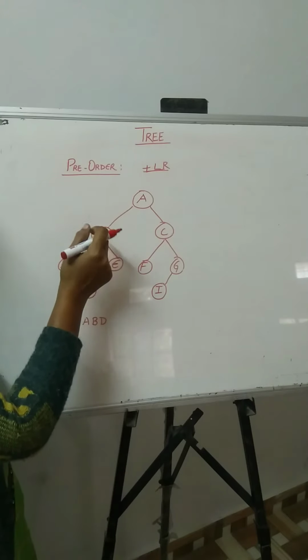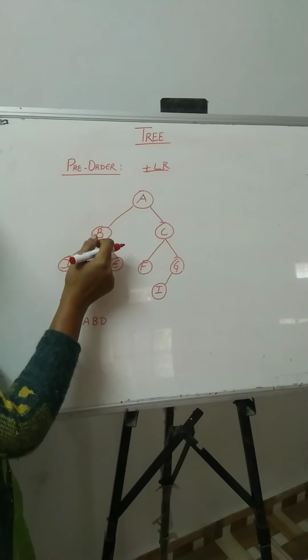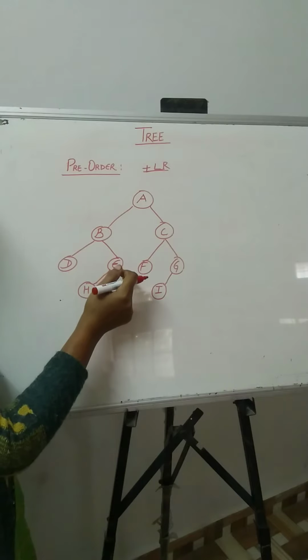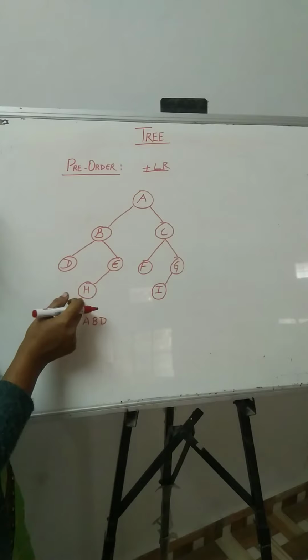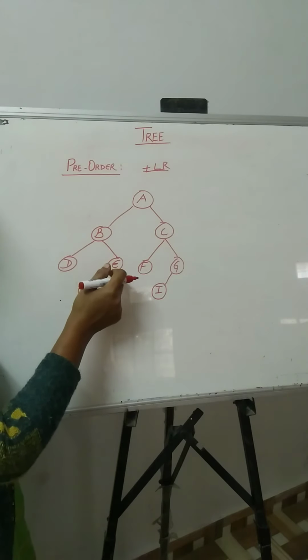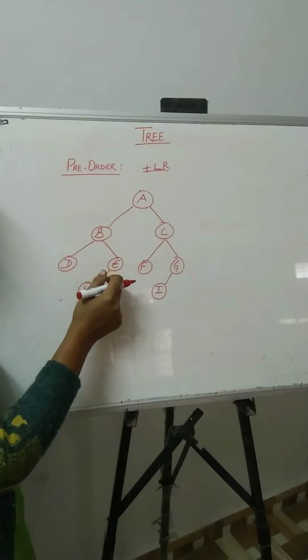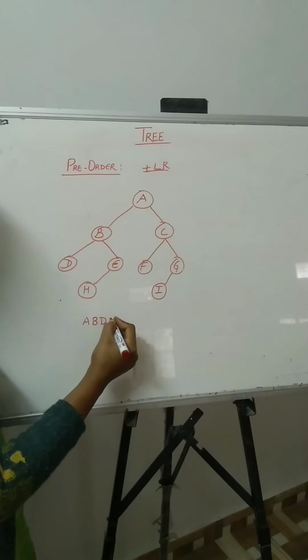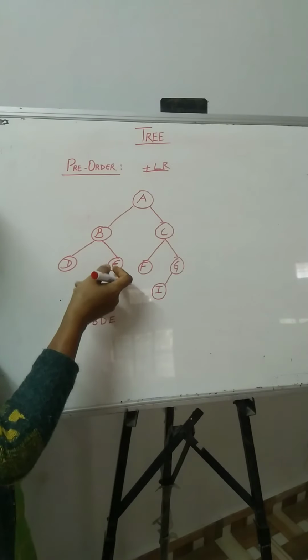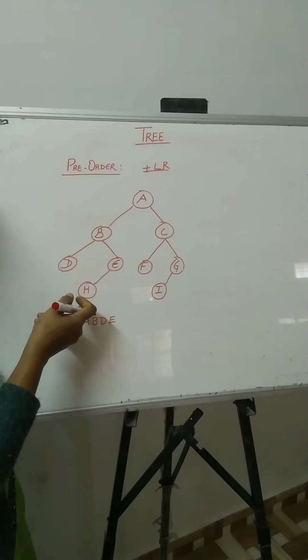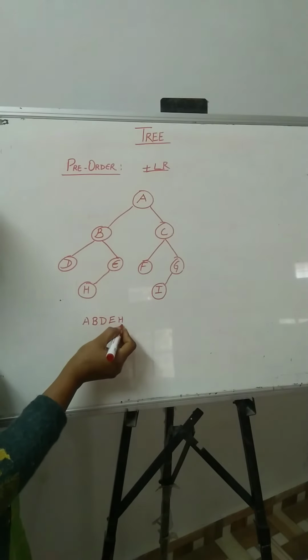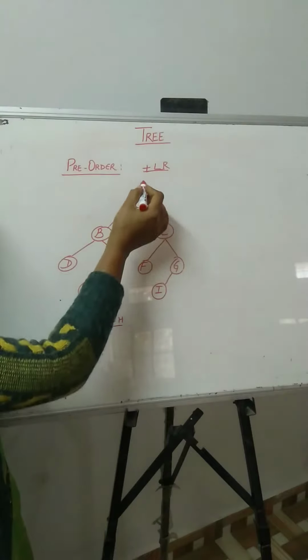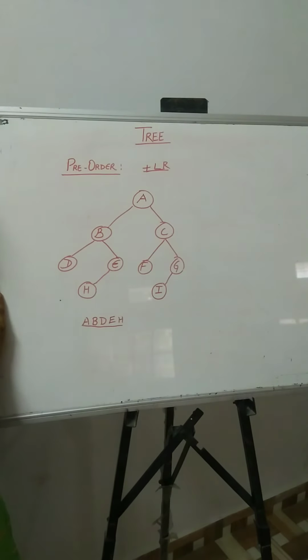After performing this, we move to the right side of the B node. Right side of the B node is E. But E also has a child node, so it works as a root node. So firstly we write E. After this we move to the left side of the tree, that is H. Clear? This is the root to left side traversal.